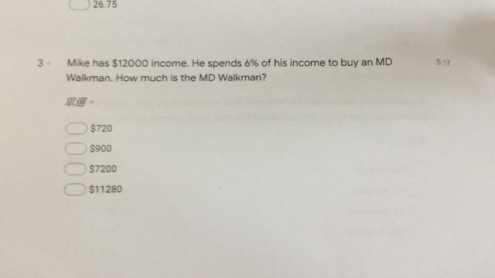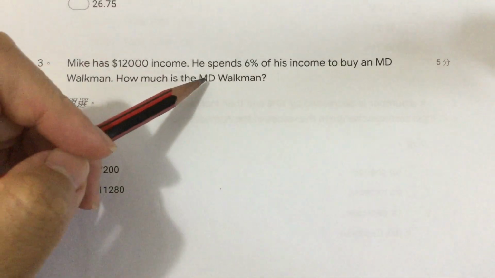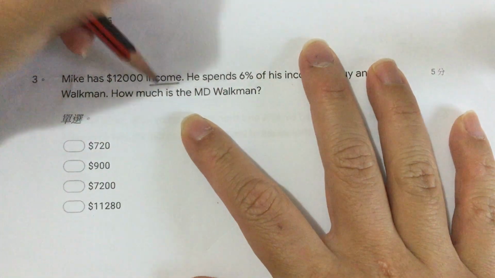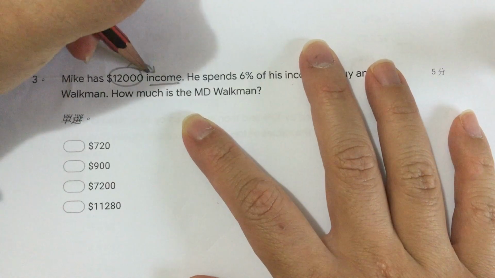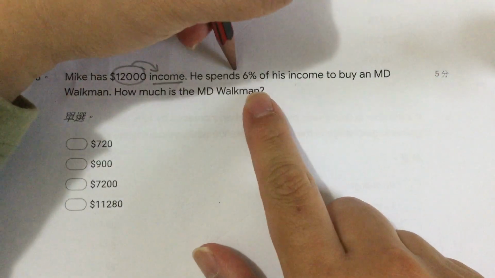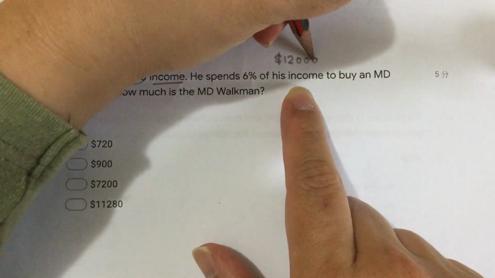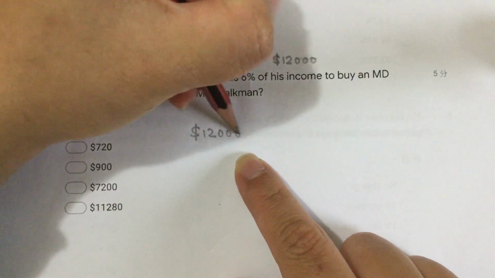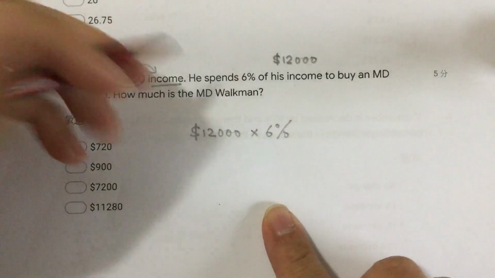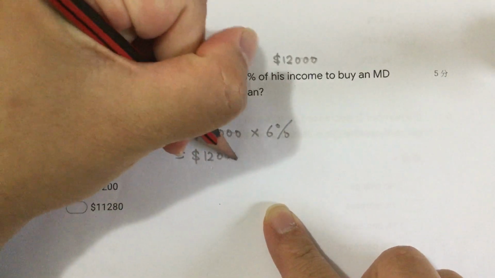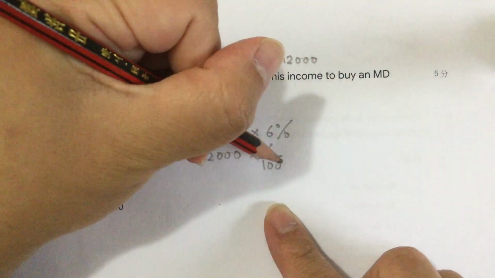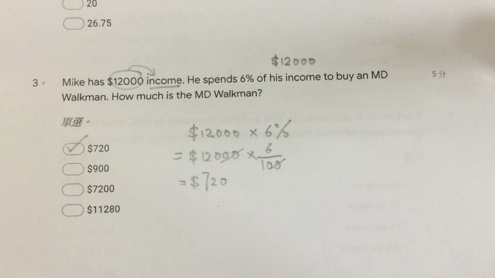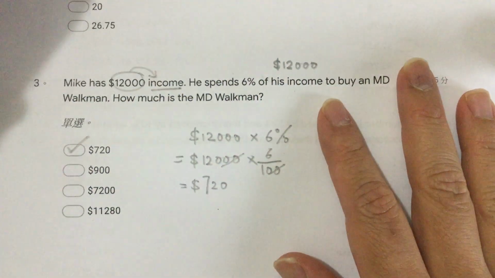Okay, now for question 3. Mike has $12,000 income. He spent 6% of his income to buy an MP3 Walkman. How much is it? Please pay attention. This one is the income, 12,000, so this is 6% of 12,000. The word 'of' means times. So we can immediately write down 12,000 times 6%, which is 12,000 times 6 over 100. When we do the cancellation, we find the answer is 720. So the answer is the first one. Okay, this is question 3, and then we will go to question 4.